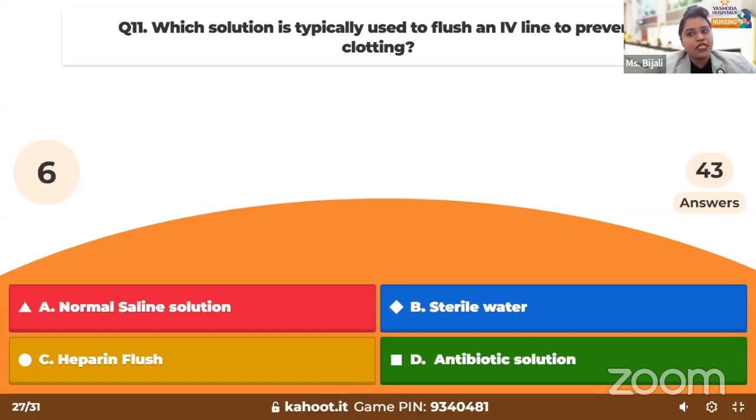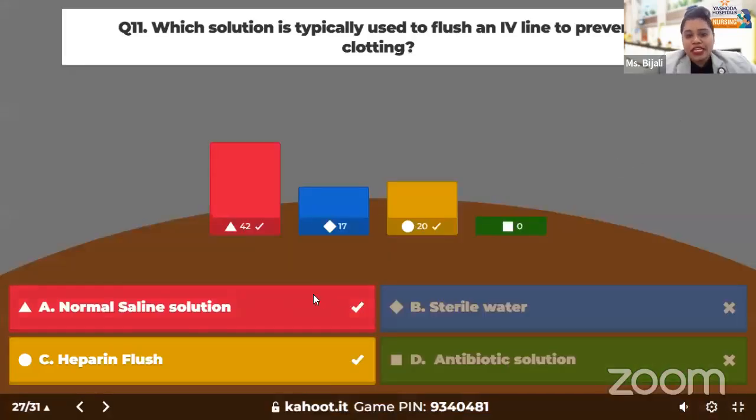So we have seen here on the board, 44 have answered. 4 seconds left, 3 seconds, 2 seconds, and 1 second has been left. So I have seen here that normal saline solution and heparin flush are used. That is the right answer.